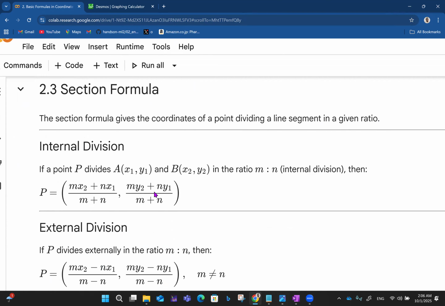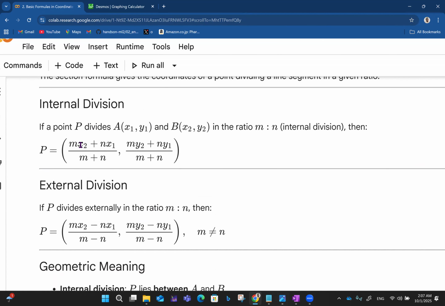So we can have internal division. If a point divides A, x1, y1 and B, x2, y2 in the ratio m, n for internal division, then you can say that P will be mx2 plus nx1 all over m plus n, comma, my2 plus ny1 all over m plus n. That's for internal division. But for external division, all the pluses turn to minus. So mx2 minus nx1 all over m minus n, comma, my2 minus ny1 all over m minus n.